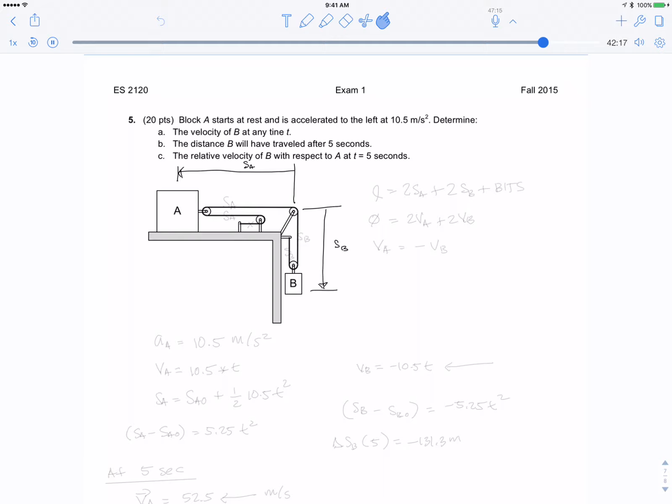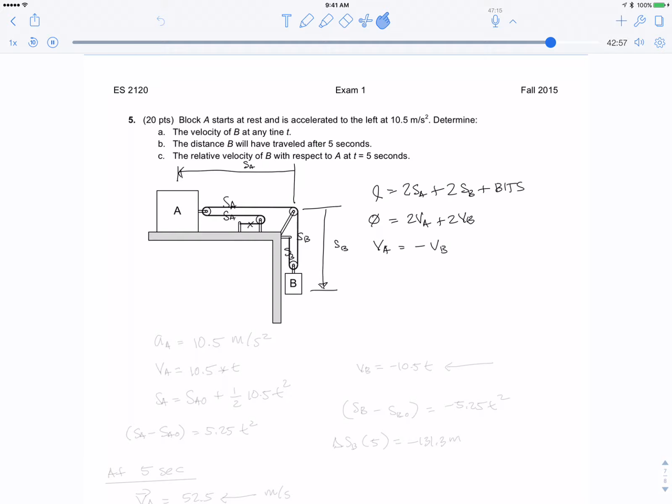So it was clear to me that that distance is SA, that distance is SA, that's a bit, that's SB, that's SB, and there's the bits going around the pulleys. So the total length was 2SA plus 2SB plus bits. Taking the derivative of the length is 0, derivative of all the little bits is 0. So we get that VA equals negative VB, which makes sense. When A goes to the left, B goes up.